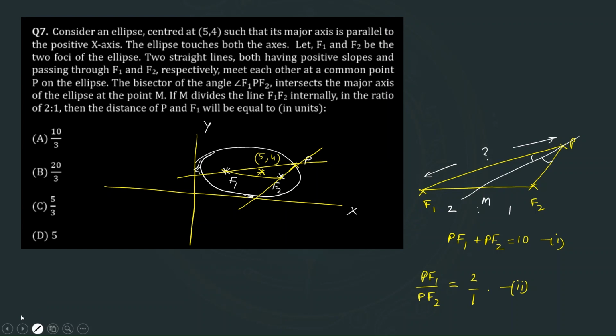So here PF1 will become simply 2 times PF2. If we substitute 2 times PF2 in equation 1, it will give us PF2 equal to 10 by 3. So PF1 will be 20 by 3. That means the distance of the point P from the focus F1 is equal to 20 by 3. So option B is the correct option for this question.